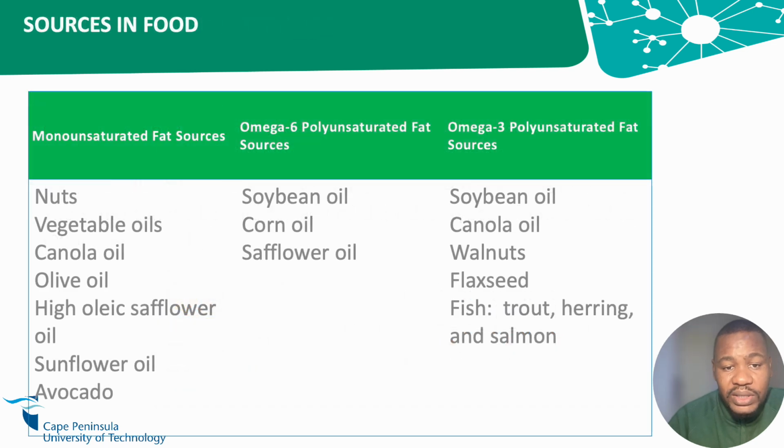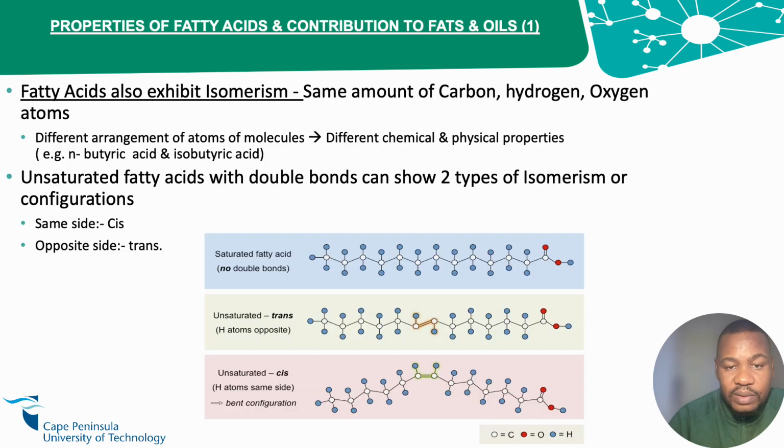If you look at the sources of monounsaturated fats: vegetable oils, canola oil, olive oil, sunflower oil, and also avocado. Omega-3 polyunsaturated fat sources include soybean, corn oil, and sunflower. And omega-6 and omega-3 come from soybean, canola oil, walnuts, etc., as you can see in this table here. Fatty acids also exhibit another important property, which we call isomerism.